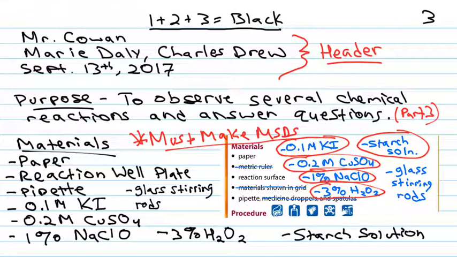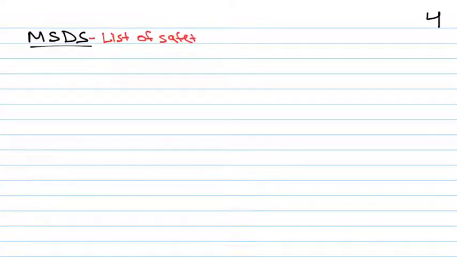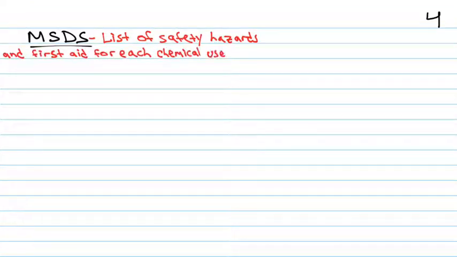What is an MSDS? Well, let's take a look at the next page. So an MSDS is a list of safety hazards and first aid measures for each chemical used in the lab.